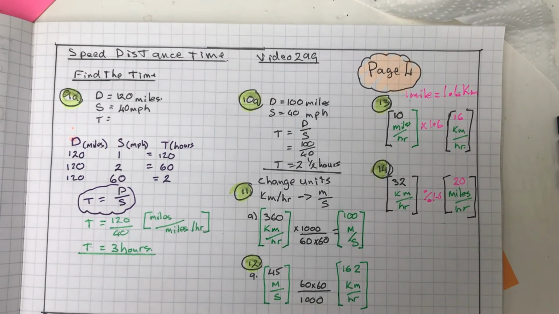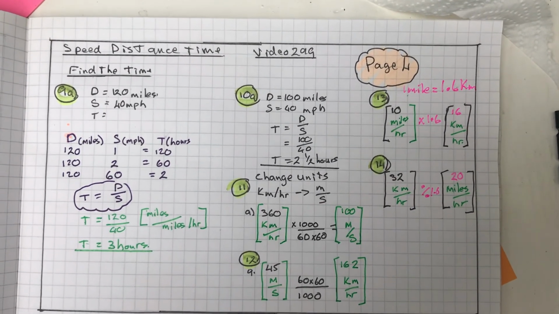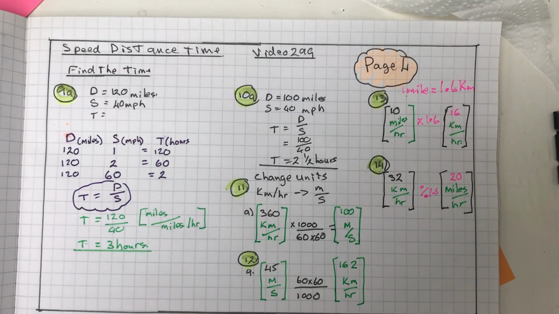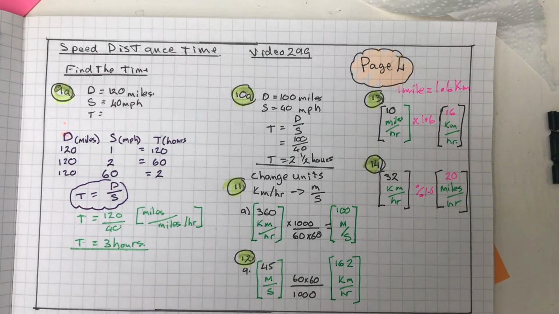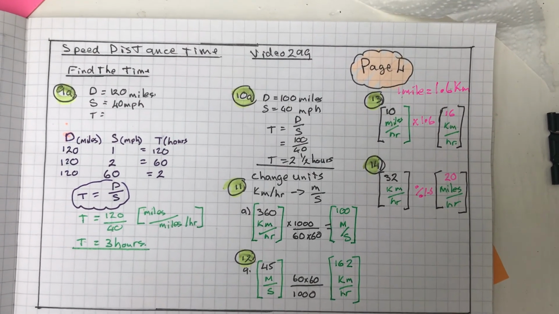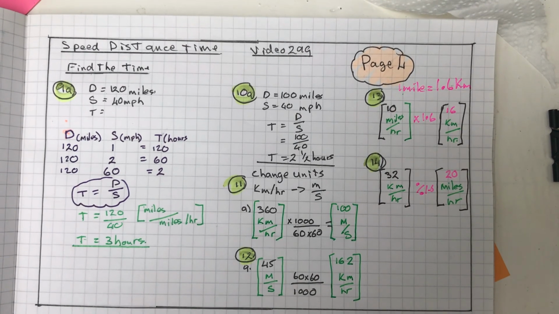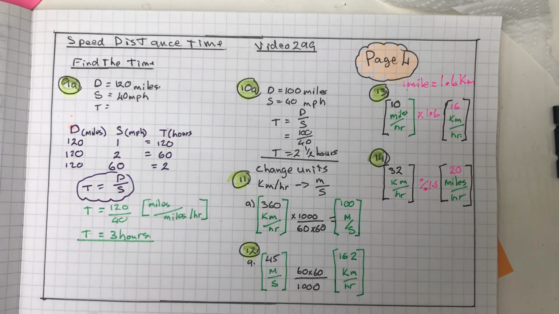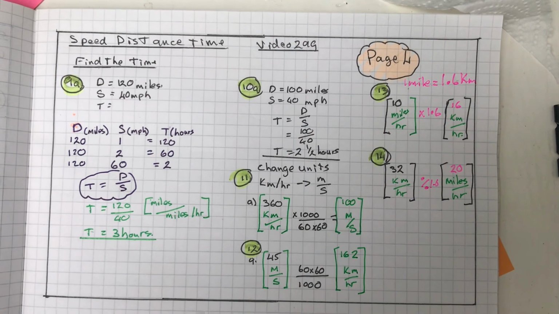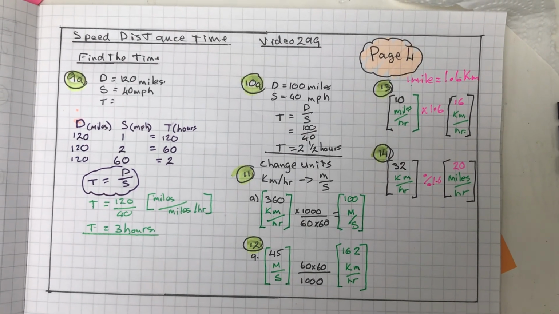Now if I look at the one at the bottom, how do I go the other way? 32 kilometers per hour to miles per hour. This time you're going from the right to the left, which means rather than multiplying by 1.6, you divide by 1.6. You divide by 1.6 to get 20 miles per hour.